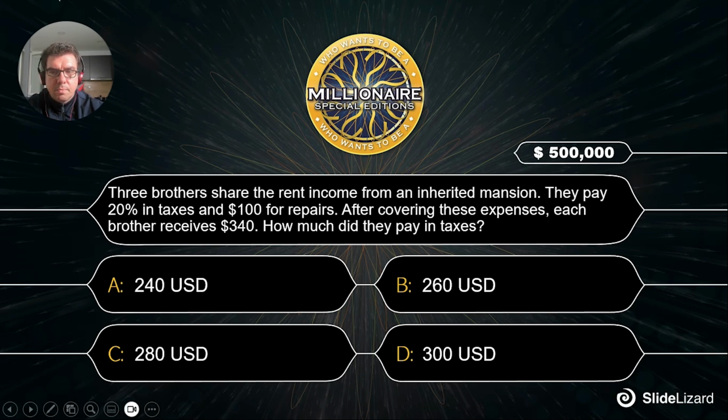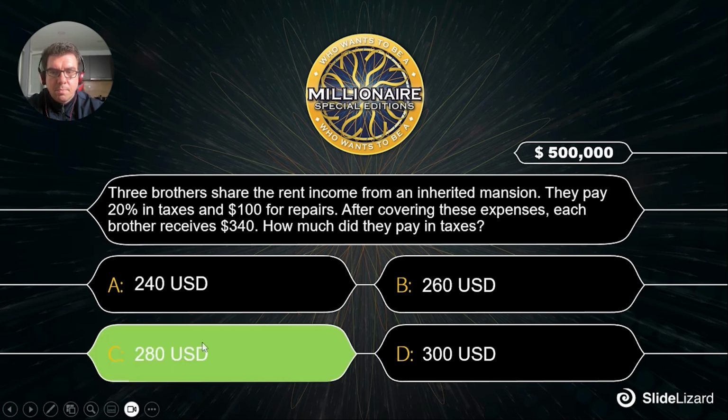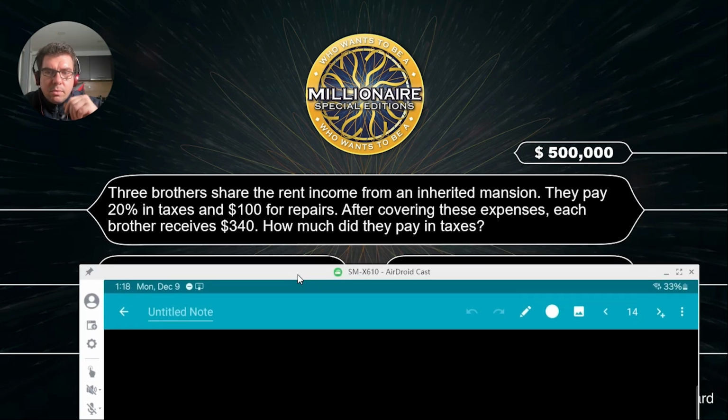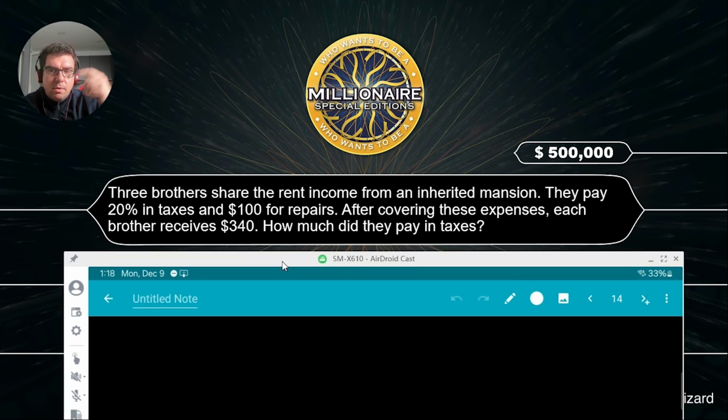Okay, did you find it? 280? 280 is correct. This problem we're going to solve by calculating backwards. So we are going to start with the last sentence here. After covering these expenses, each brother receives $340. So let's figure out in total how much they received.